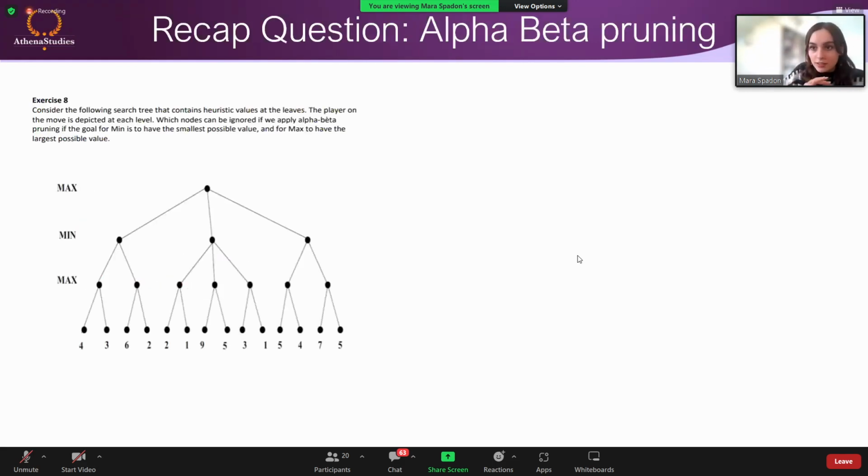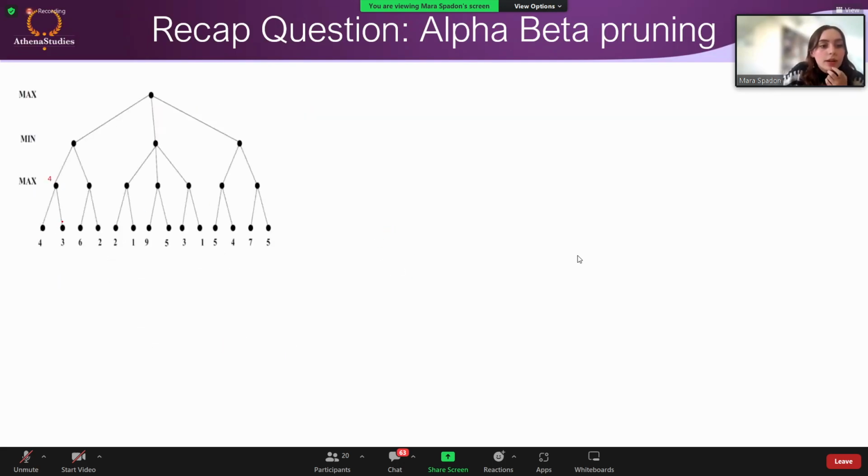Okay, so I think it's easiest if I just go through this recap question and then afterwards we try one ourselves. So we consider the following search tree that contains heuristic values at the leaves, and the player on the move is depicted at each level. So we start with max, then min, and then max in the end. Again, the goal for min is to have the smallest value and for max to have the largest value. So the question is which nodes can be ignored if we apply alpha-beta pruning. So let's go through this one together, and then afterwards we have another question where we can see if you understood it.